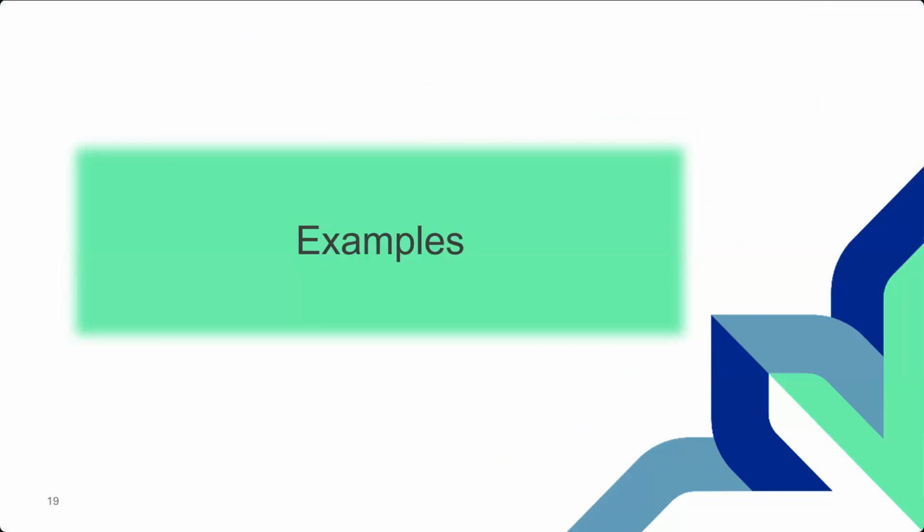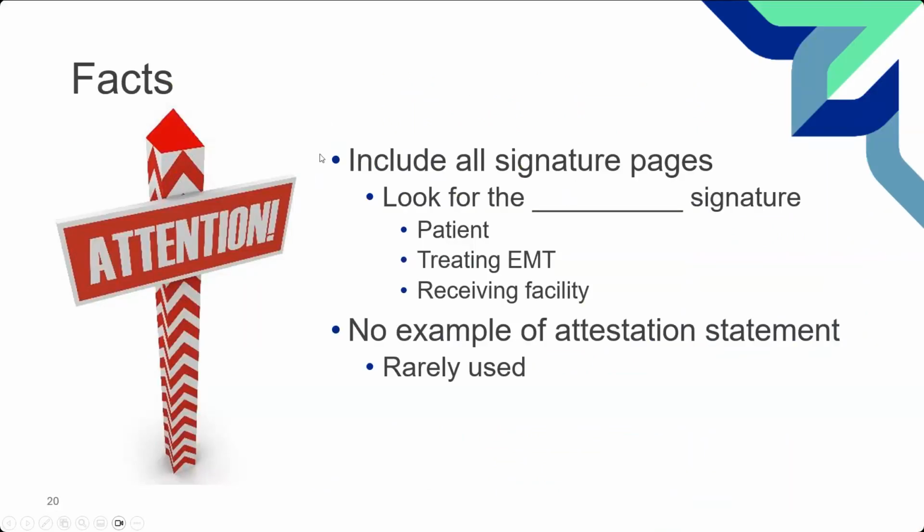So let's move on to some of the examples. The first thing we need to know is a little bit about the actual ambulance run. In this example, I've given you all the signature pages that we received. What are you looking for? Patient, treating, receiving. That makes sense. No examples of attestation statements. We rarely get these, so I don't have any of those. And this is not going to be something that we can really look at. Okay, that's the facts and what we're looking for as we go through this. Can you identify a patient, a treating EMT, and a receiving facility? And I will show you every single one that we receive.